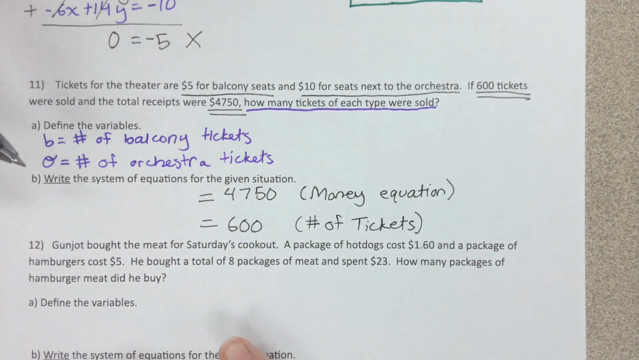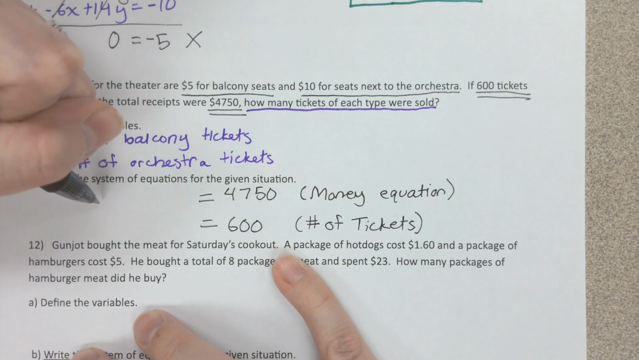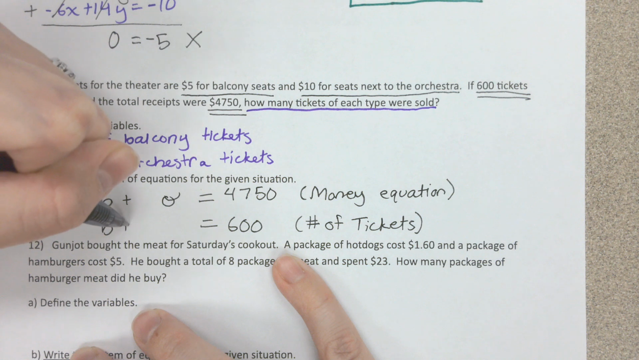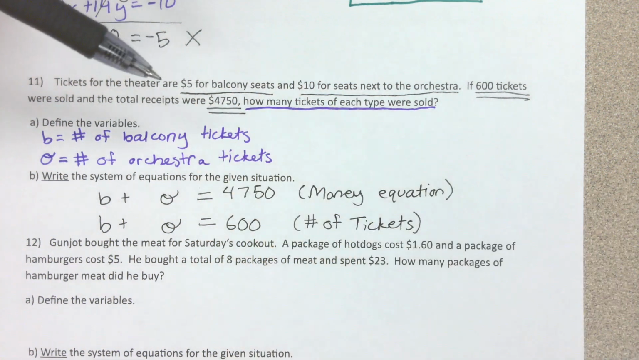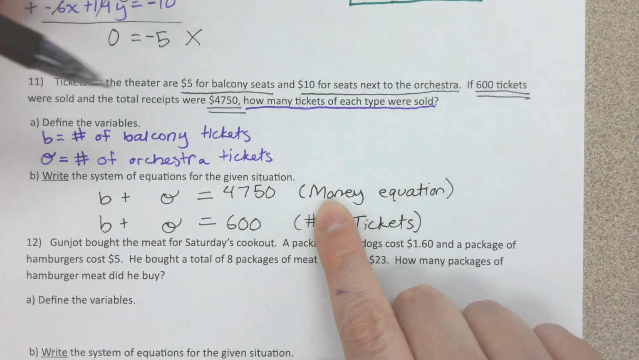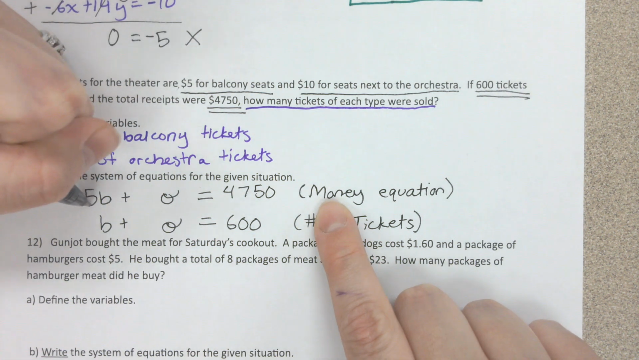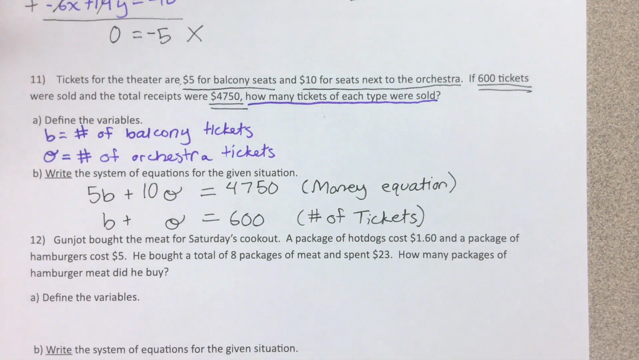From here, both equations have your variables being added together. B plus O and B plus O. Now our only other missing detail is the price per ticket. Which equation do you think cares about how much the tickets cost? The money equation, of course. So $5 for balcony seats, we're going to attach 5 to the B. $10 for orchestra seats, we're going to attach 10 to the O.